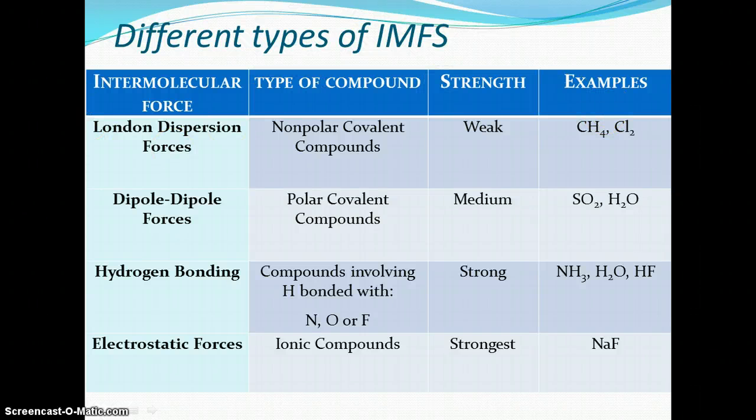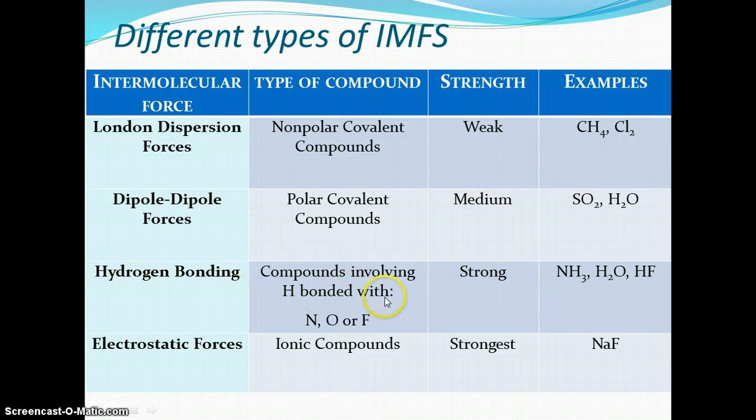If you can see from the chart, we go from weakest to strongest. And I want you to remember that ionic compounds have ionic bonds, and ionic bonds are going to be stronger than these intermolecular forces that we're talking about. So bonds are always stronger than intermolecular forces, but if you were asked a question about dipole-dipole forces and London dispersion forces, dipole-dipole are stronger because they're more polar. Hydrogen bonding is going to be stronger than dipole-dipole forces, and so forth.